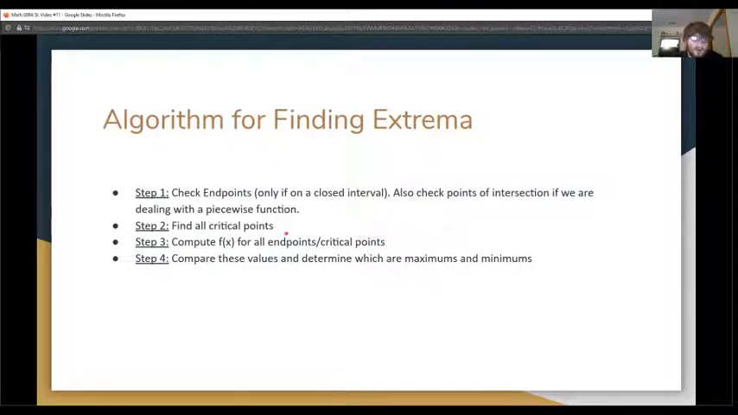Step 2, we want to find all critical points. We can do this just by taking the derivative of f and seeing every possible x where f prime of x is equal to 0 or f prime of x does not exist. After that, we want to compute f of x for all those endpoints and critical points that we found. And then lastly, we want to compare which ones are the greatest and which ones are the smallest, and determine which are our absolute max, our absolute min, and our local max and our local min.